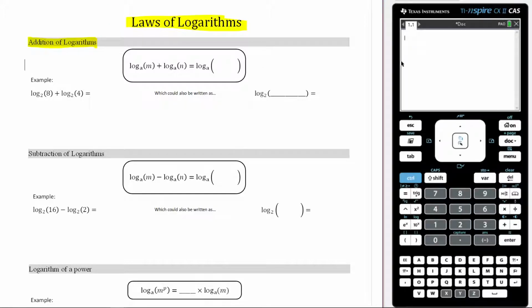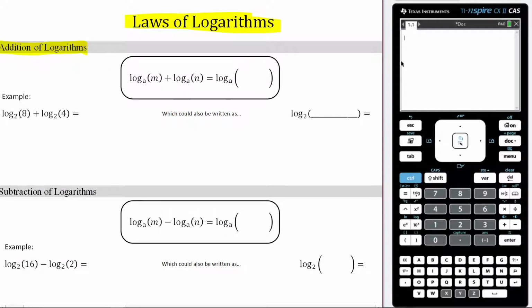So let's begin by looking at this before us. We've got log base a of m plus log base a of n is equal to log base a of what? In order for this first one to work, you need to ensure that you've got the same bases. Here we've got the same base, a. And in this situation, when you're adding two logs of the same base, you multiply the arguments. So we're going to end up with mn, so m times n there.